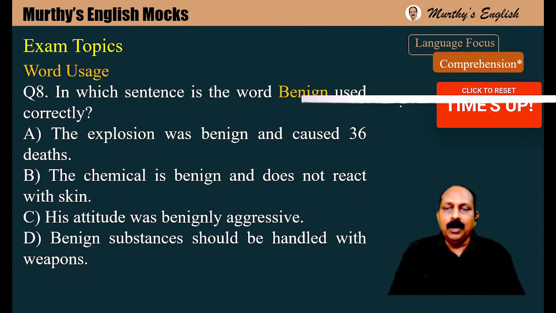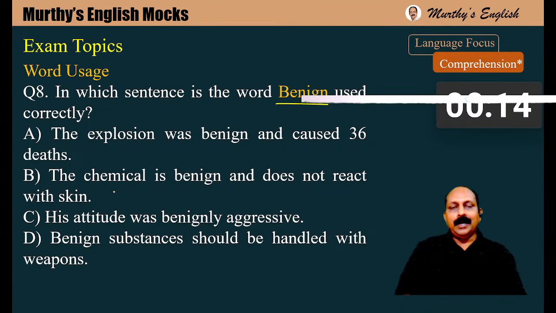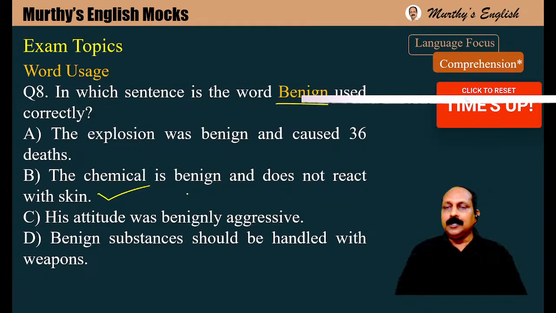Question number 8, word usage. One more question. Your time starts now. In which sentence is the word benign used correctly? Benign means what? Positive word, harmless. The explosion was benign and caused 36 deaths. The chemical is benign and does not react with skin. His attitude was benignly aggressive. Benign substances should be handled with weapons. Answer is obviously the chemical is benign, your time is up, and does not react with skin. Statement positive and explanation does not react with skin.